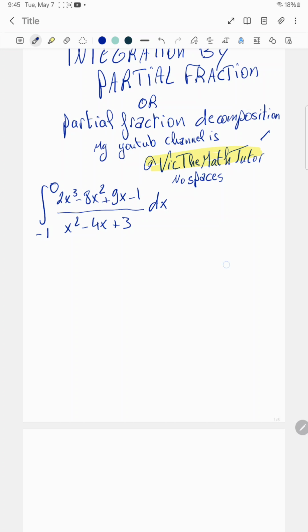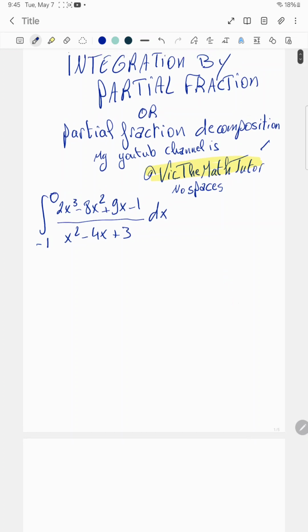Usually I do integration by partial fraction when the degree of my numerator, in this case 3, is lower than the degree of my denominator. The degree of my denominator is 2. In this integral, it's not lower, it's higher. So what I can do first is to do the Euclidean division.